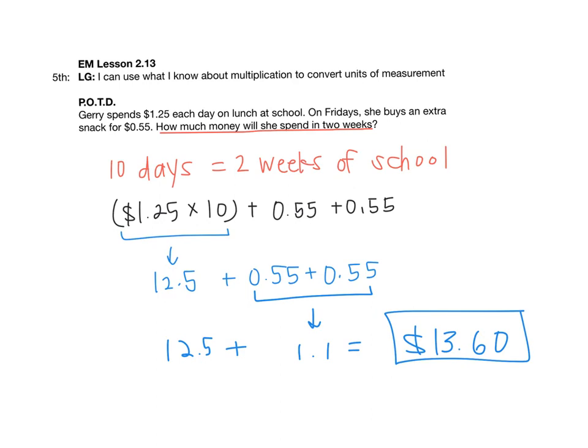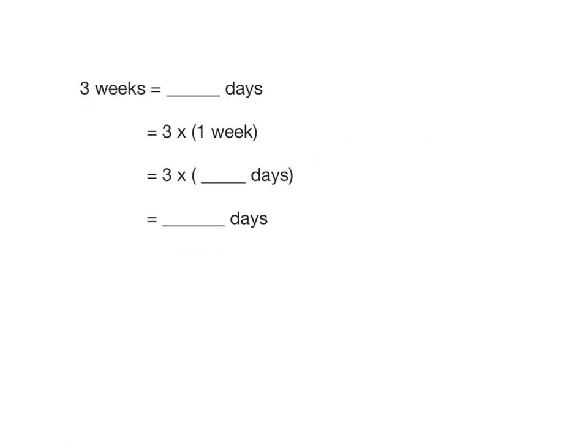So, because we know that there are 10 days in 2 weeks of school, and we know that she spends $1.25 each day on lunch, and every Friday she spends 55 cents, we know that with just the lunch, it would be 1.25 times 10, which is 12.5. And then for the 2 Fridays, where she spends the extra 55 cents to make a snack, we know that would be $1.10. So altogether, she spends $13.60 in 2 weeks of school.